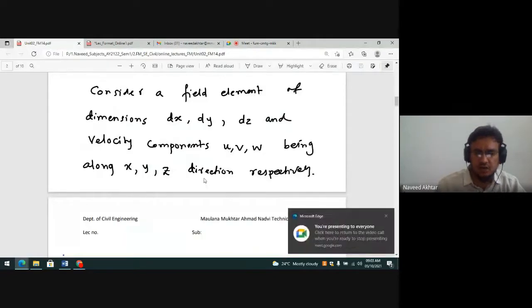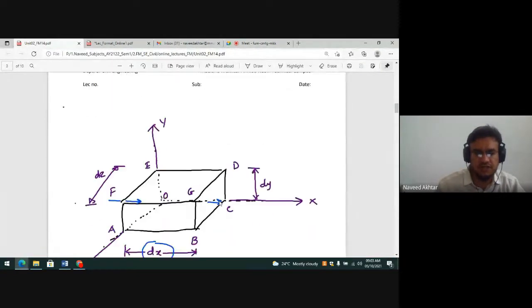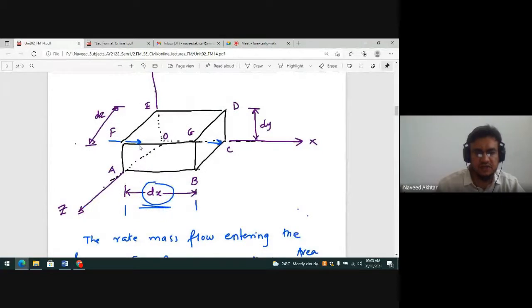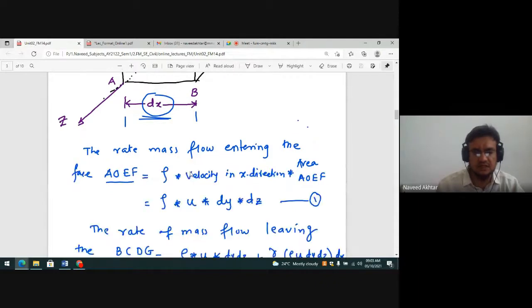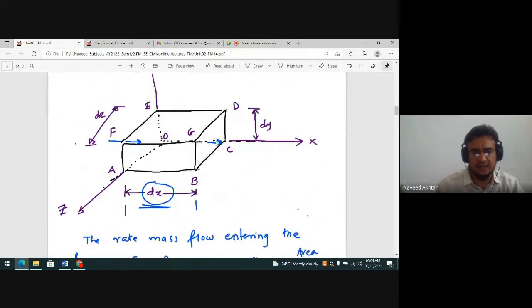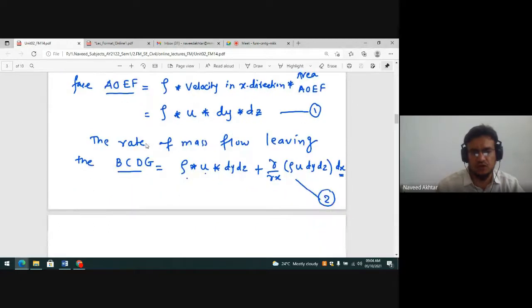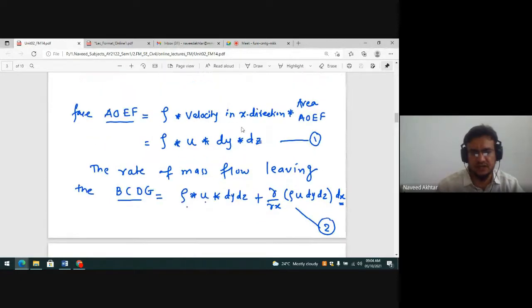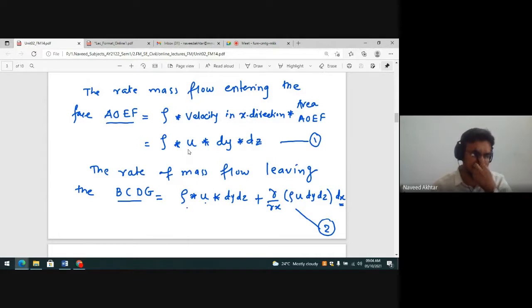In the Cartesian coordinate system, you have seen that the flow is entering from one side of the area and then leaving from another side. Then the rate of mass flow entering the face area is the density times the velocity in x direction times the area, and then exit from the area BCDG, the same flow rho u dy dz. dy dz is the area, u is the velocity in the x direction, and rho is the density component.